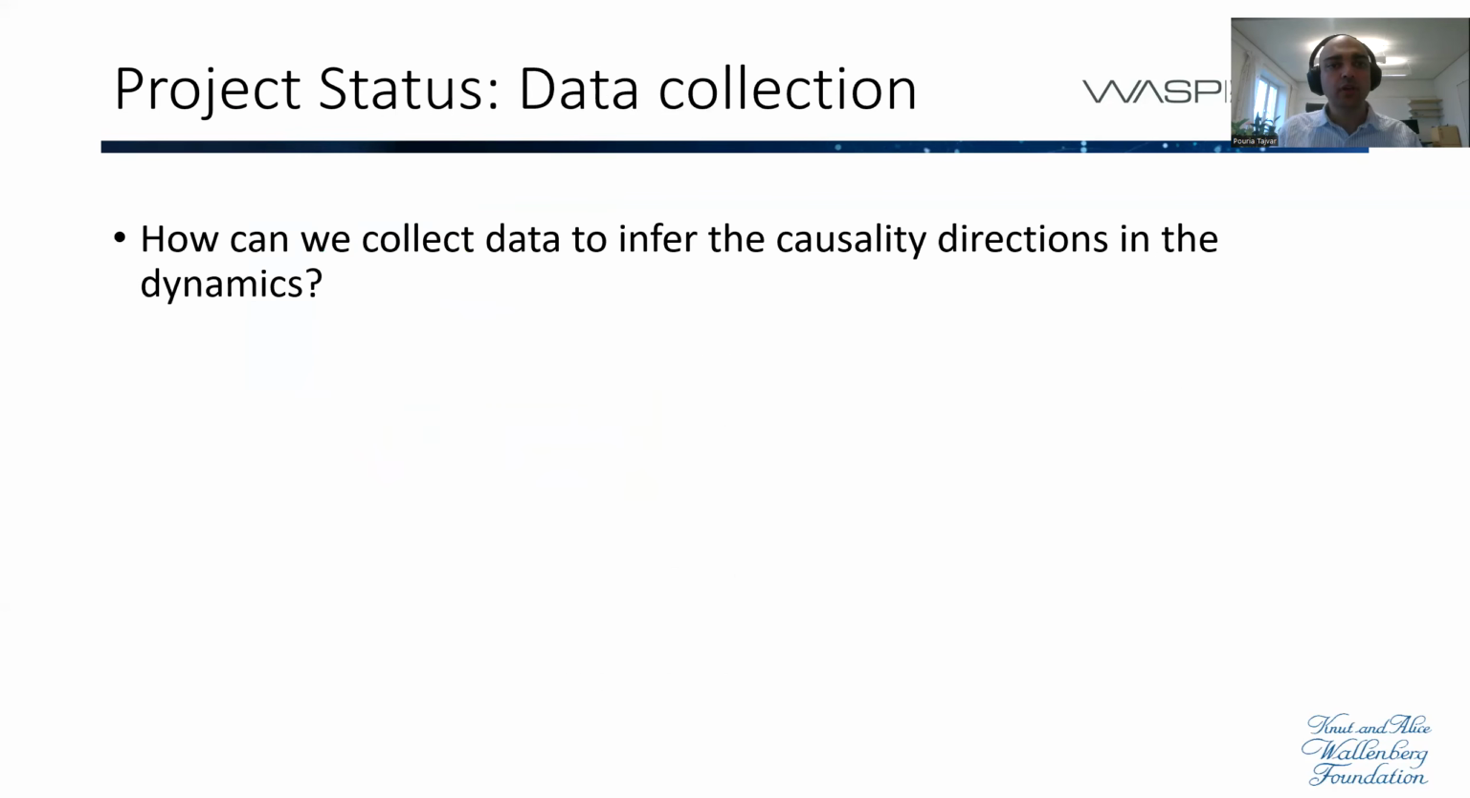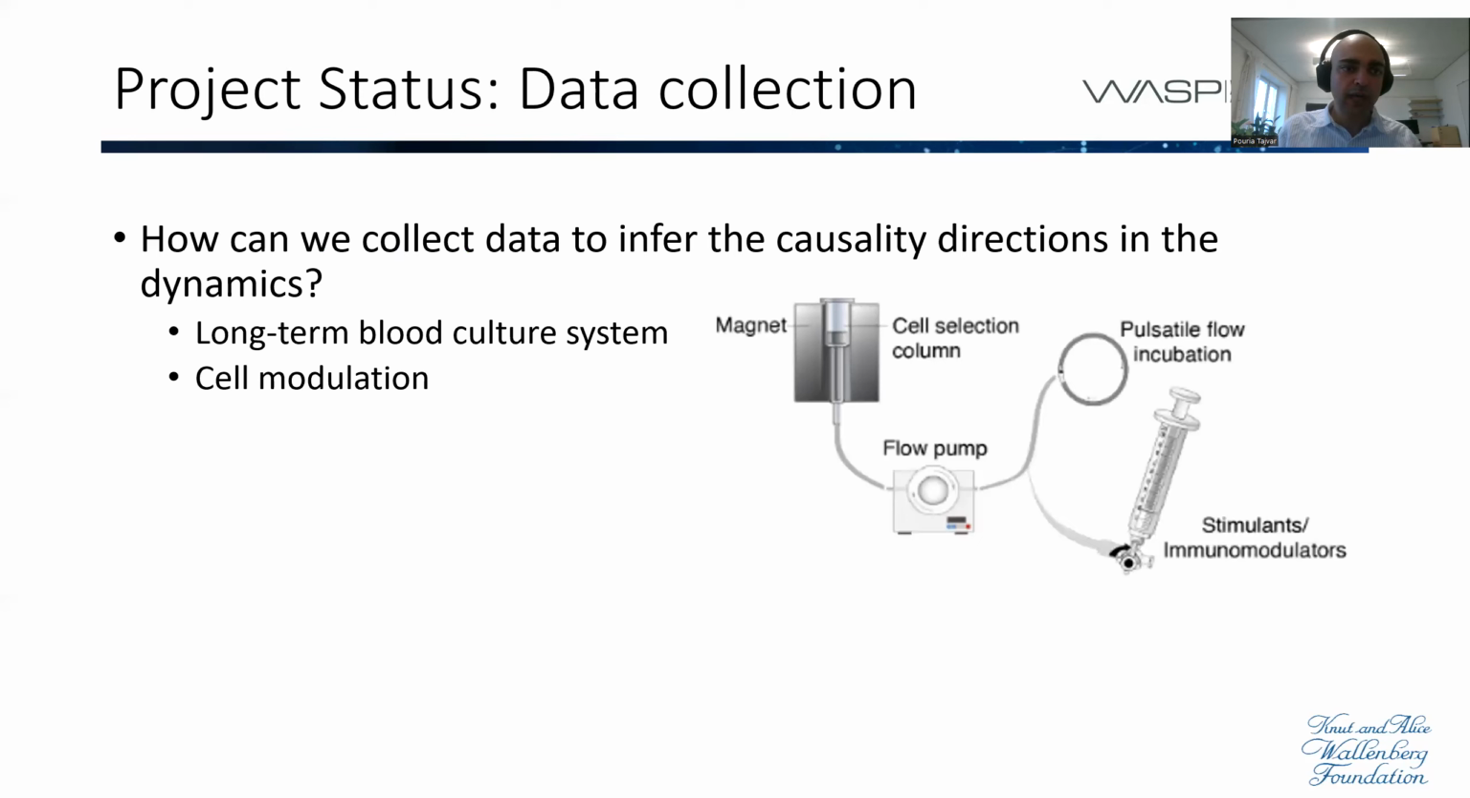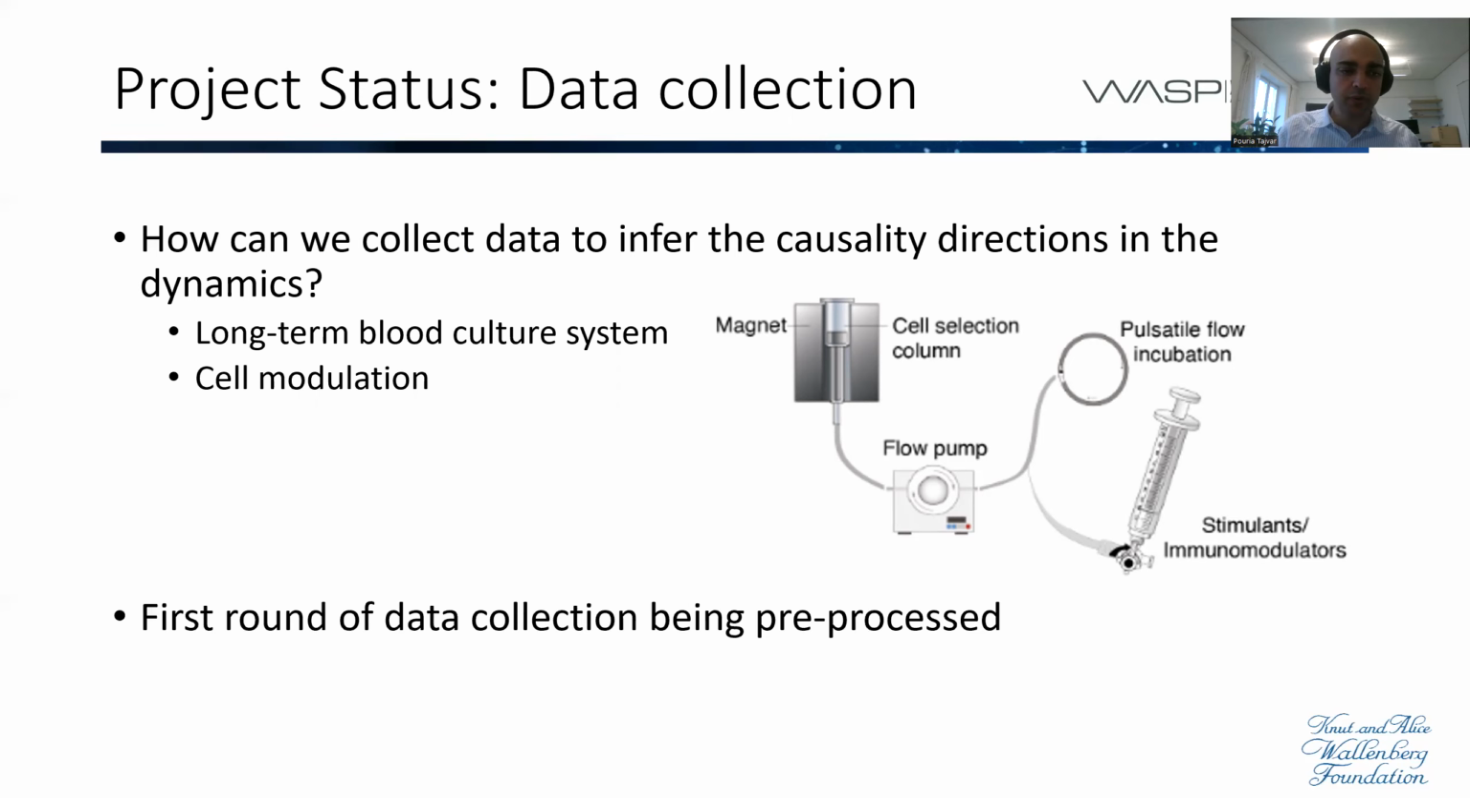The second question is, how can we collect data efficiently so that we can infer the causality directions in the dynamics? In the Brodin lab, a long-term blood culture system has been developed that allows us to modulate the cells, basically meaning that we can remove targeted cell types and analyze the differences in the responses of the modulated samples.